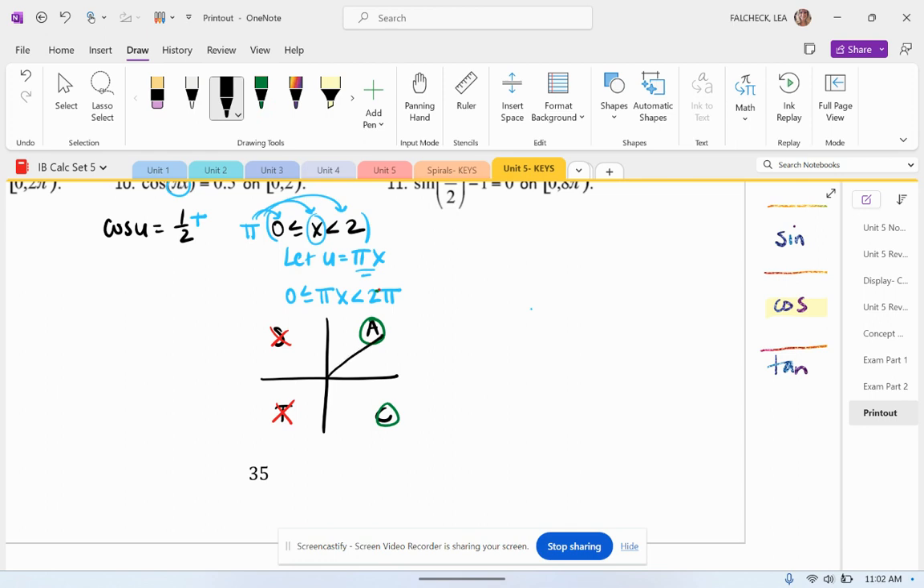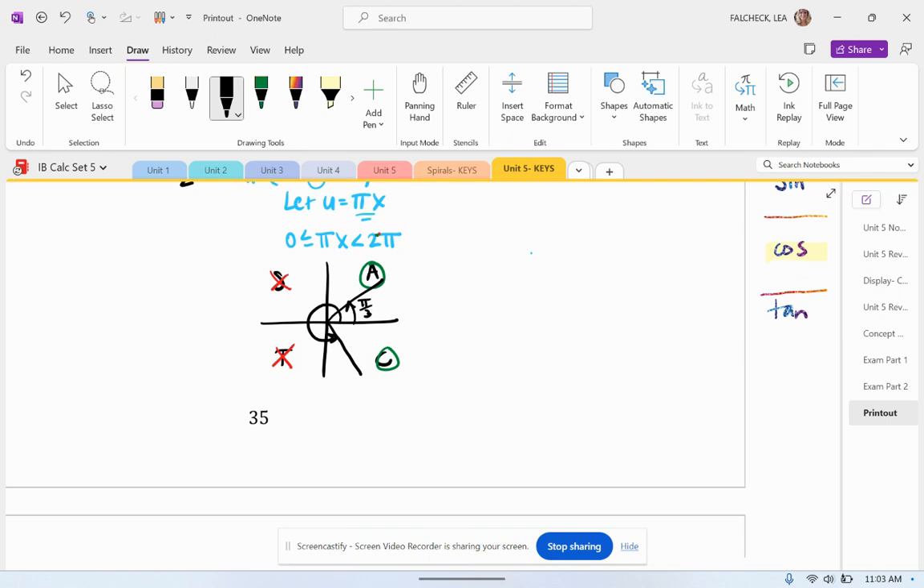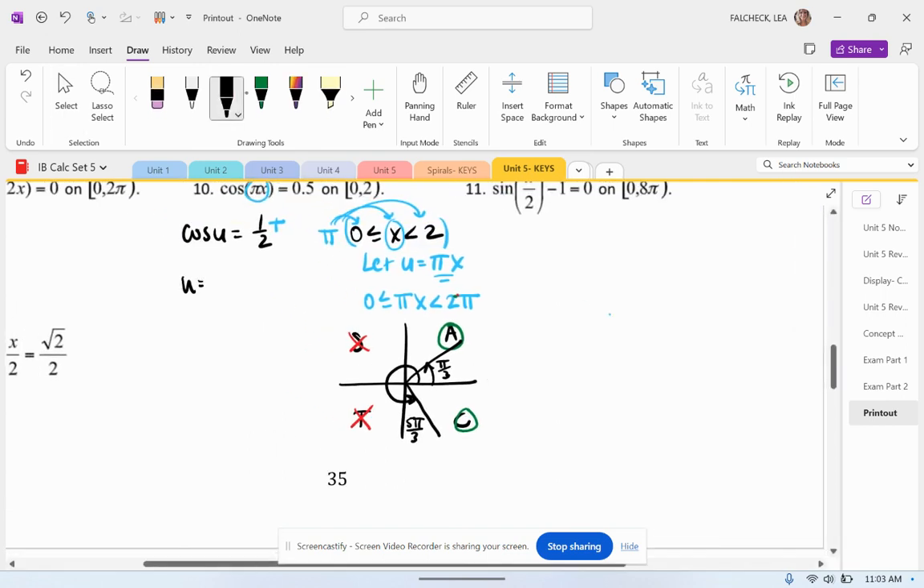So we have a reference angle of pi over 3. So our solution in quadrant 1 would be pi over 3. Rotated into quadrant 4. I'm going around the unit circle, right? I have pi over 3, 2 pi over 3, 3 pi over 3, 4 pi over 3, and then 5 pi over 3. All right, cool. So now I have u equals pi over 3 and 5 pi over 3.